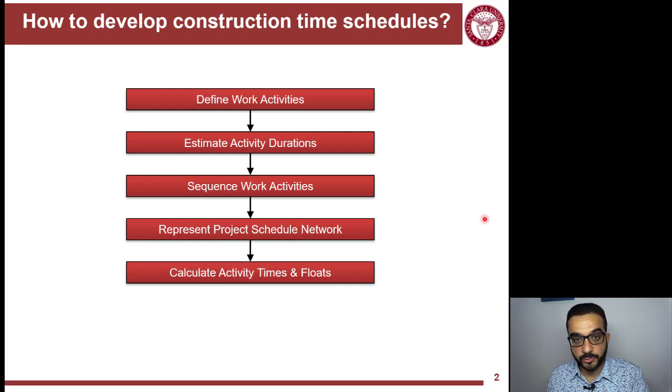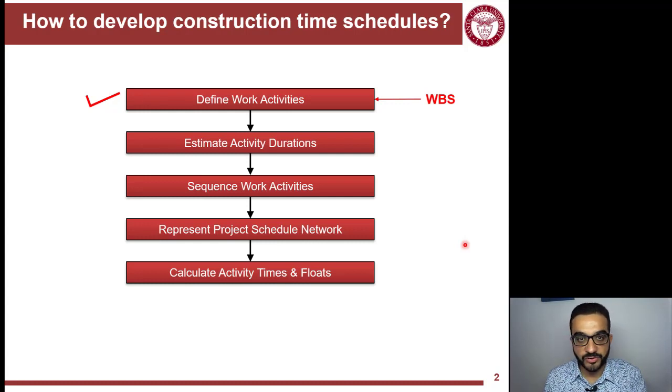From previous lessons, we learned about WBS, work breakdown structure, and the outcome of that is a list of the project activities and work packages. So that's covering the first step of scheduling.